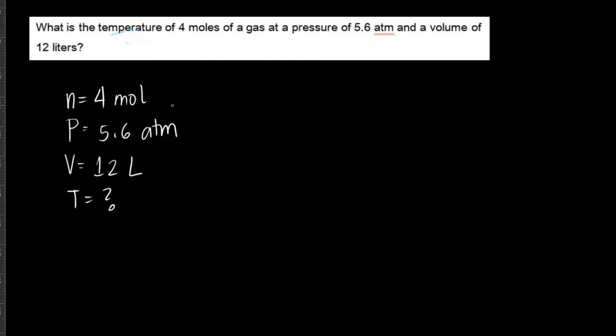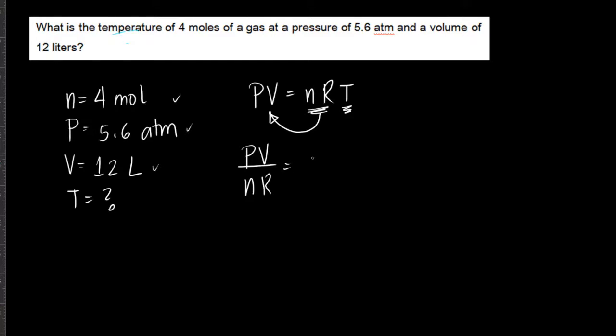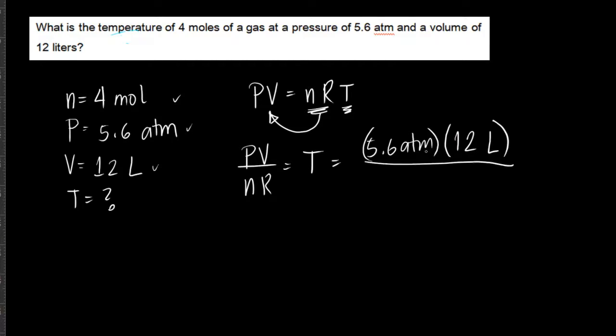Now, observe, guys, our givens have units of moles, atmospheres, and liters. Now, if we go back to our equation, PV is equal to nRT. So, what we want is for T to remain on this side of the equation. So, n and R will be transposed to this side. We are now left with PV over nR equals T. Okay. Now, P is 5.6 atmospheres. V is 12 liters. Okay? Our n is this, 4 moles.